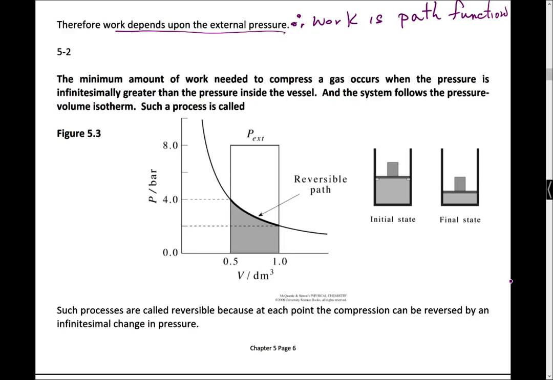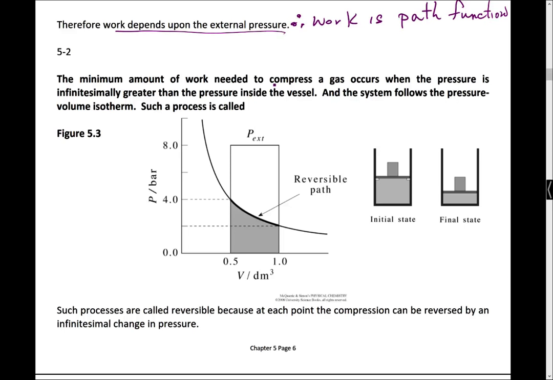Anybody? So we're doing it so that we're infinitesimally changing, and every step of the way, if I go backwards, I get exactly where I was before. Yes? That's a reversible process. Okay? Does that make sense?